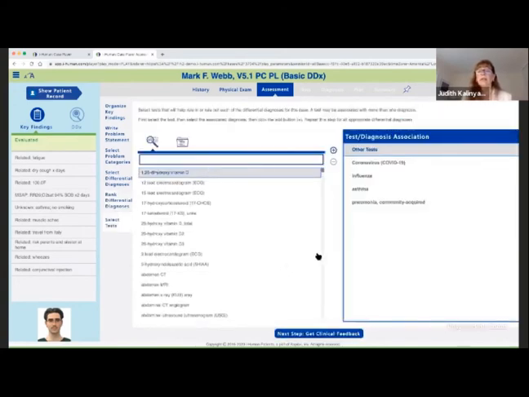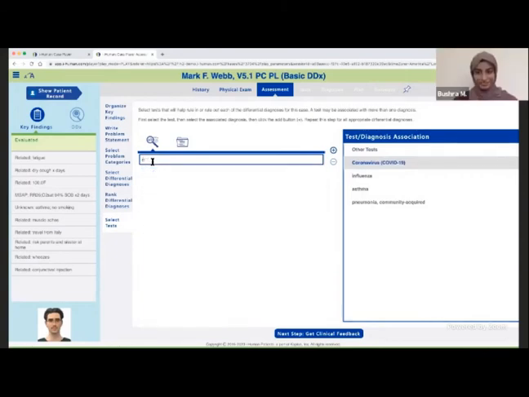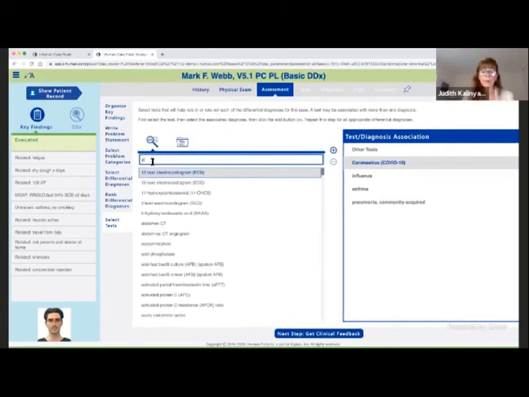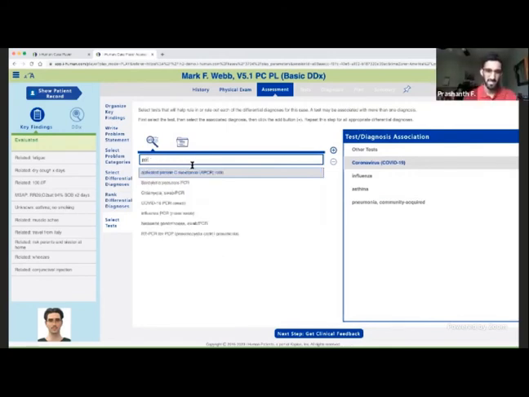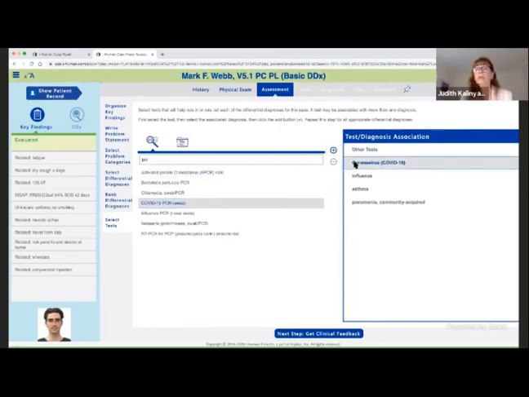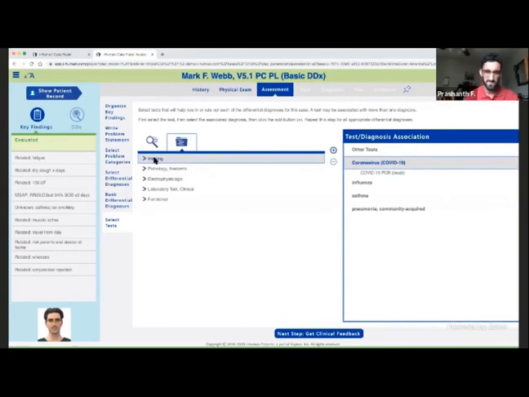Selecting tests. Ultimately, we now need to determine what are we going to order in order to rule in or rule out a diagnosis. So for coronavirus, what do you want to get? The COVID test. Okay. I just wanted an X-ray, just in general, but okay, we can. So we're going to do a COVID test. Maybe a chest CT also. Let's do a flu test as well.